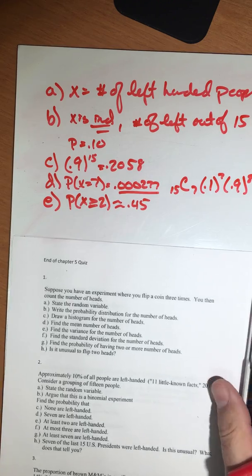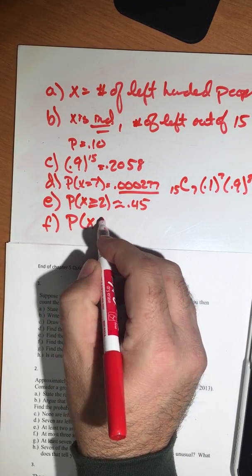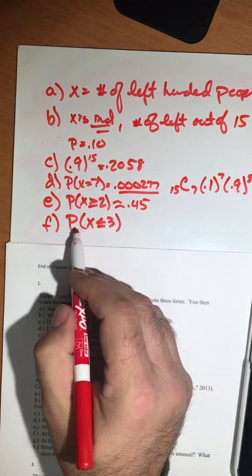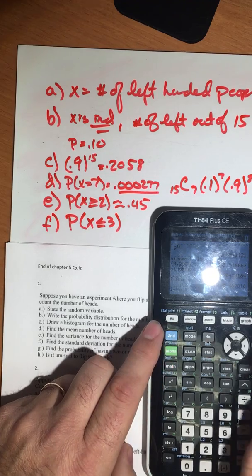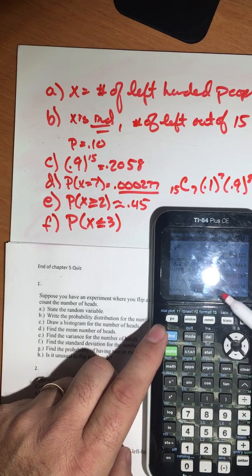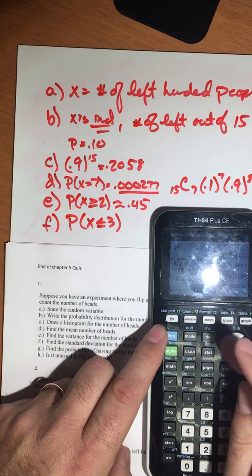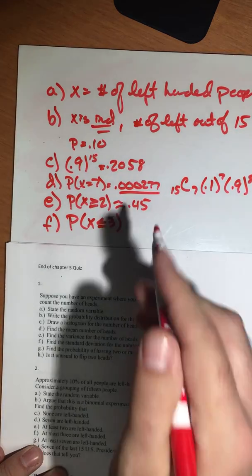At most 3, so that's F, the probability that X is less than or equal to 3, right? The most I can have is 3. So this one, the CDF command, works nicely. I don't have to do any subtraction. So 15 trials, 10% chance of success, and up to 3, and that turns out to be 0.944.